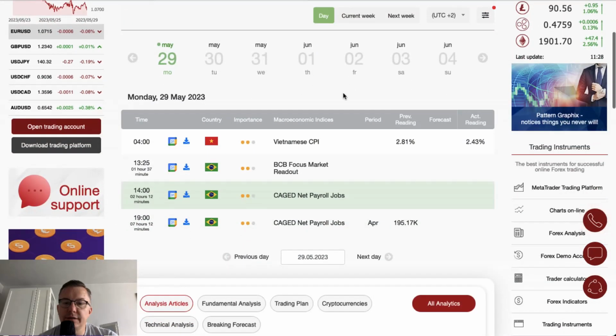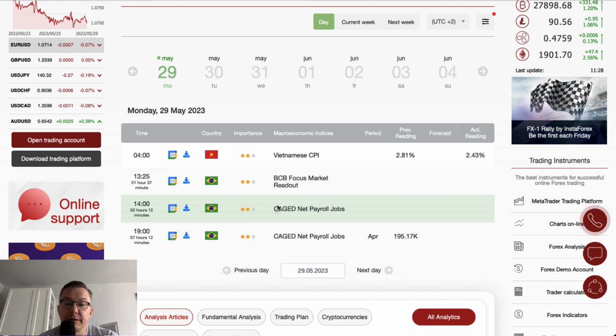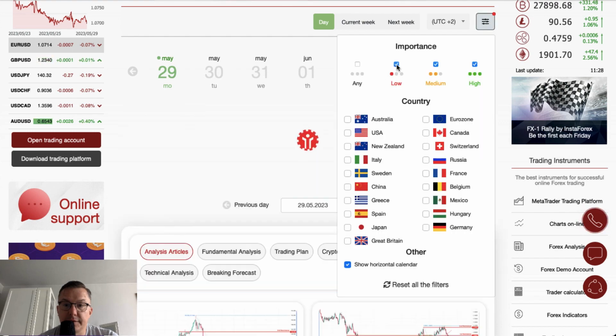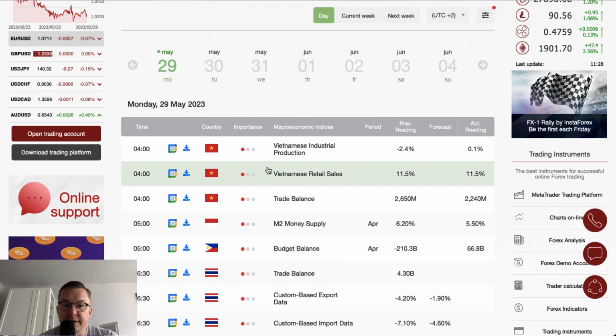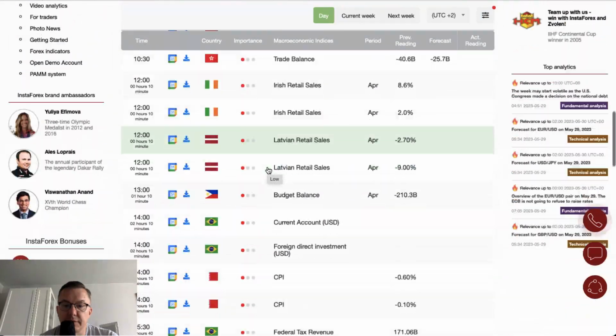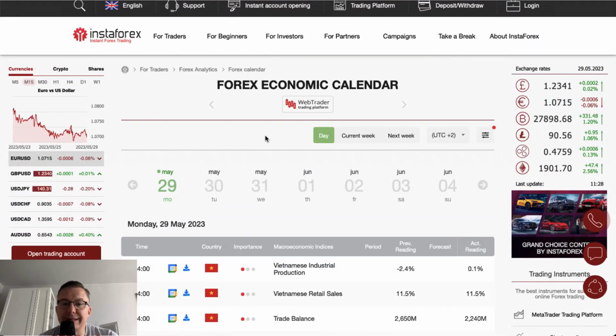What we see here is actually a lack of very important data releases from the point of view of importance, of course. The yellow dots, which mean medium important data, are from Vietnam and from Brazil. And if we place only the low importance data, there is plenty of data from around the globe, but they don't have actual influence on the Forex market. So no big data today.